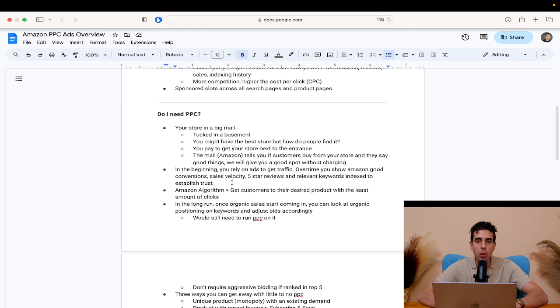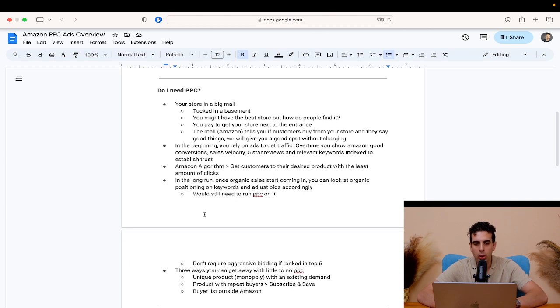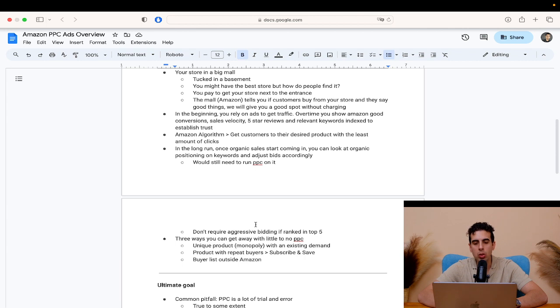You would still need to run PPC on it, because again, keeping in mind, these sponsored listings do tend to show up sometimes even before the organic placement. So it's better to show up multiple times if possible on a search page or a product page. You would still want to run PPC, but there may not be a need to run as aggressively as you would in the start when you're not ranked.